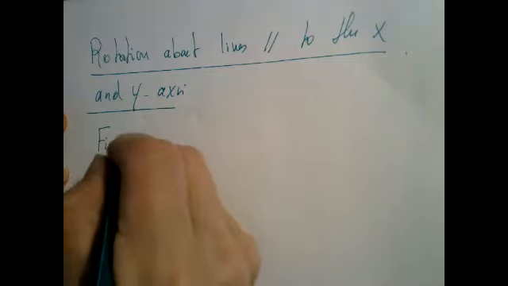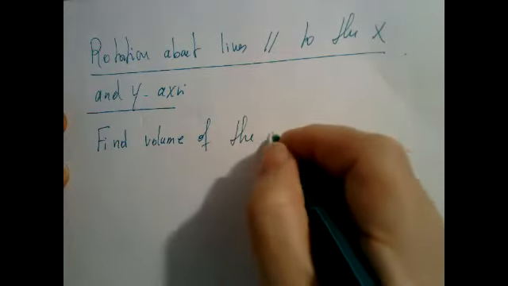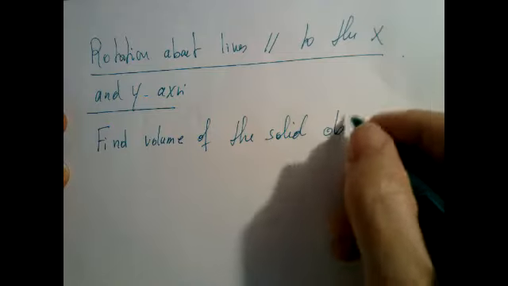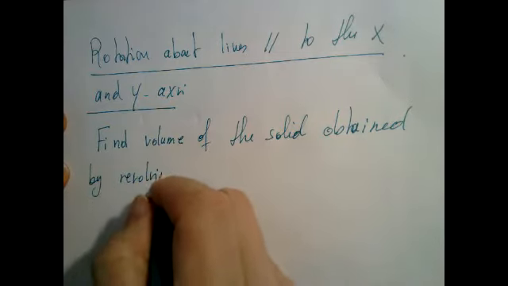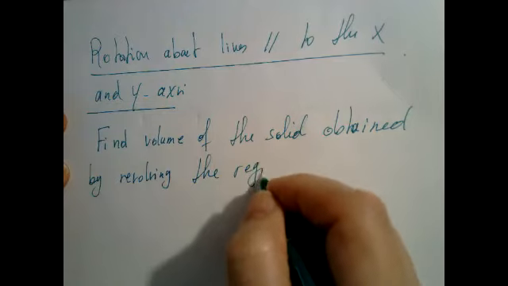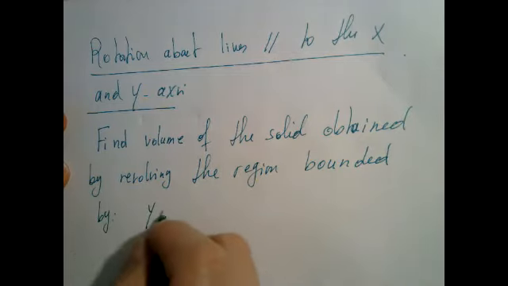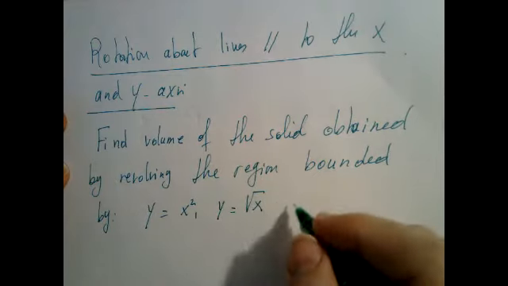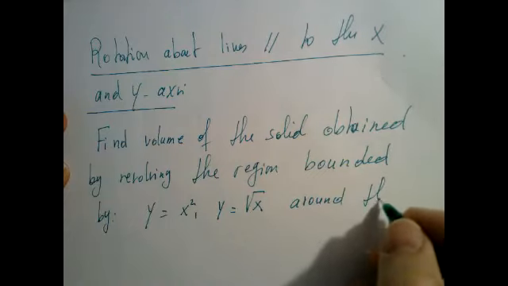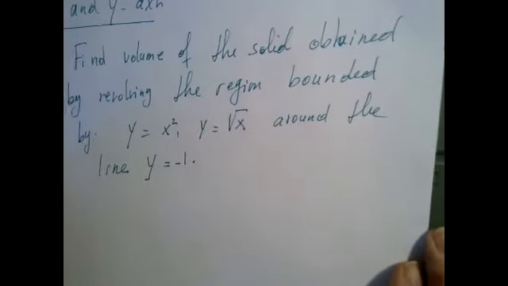Find the volume of the solid obtained by revolving the following region bounded by the graph of y equal x squared, y equal root x, but now the line is around the line y equal -1.